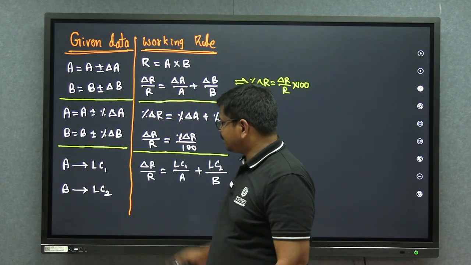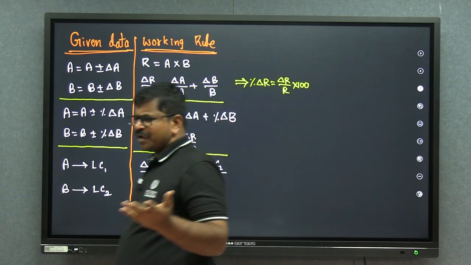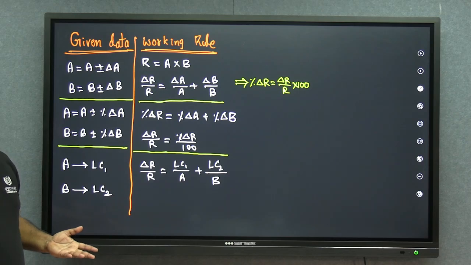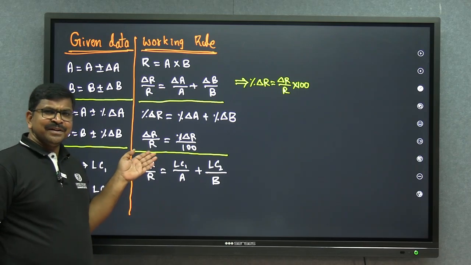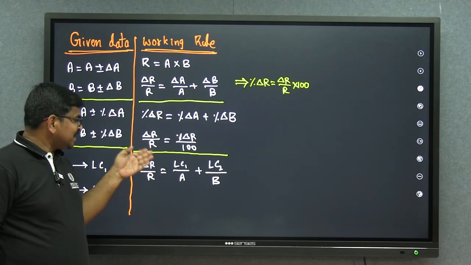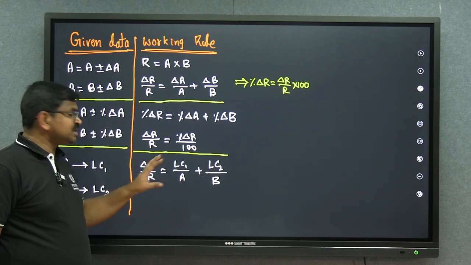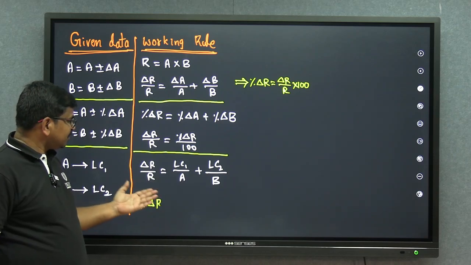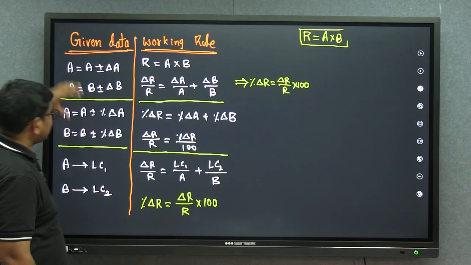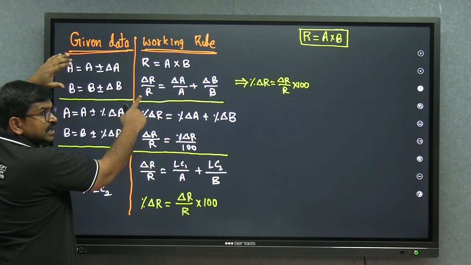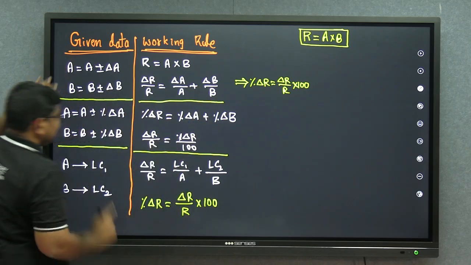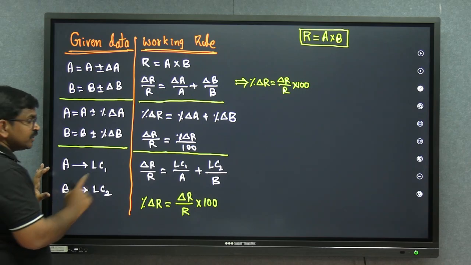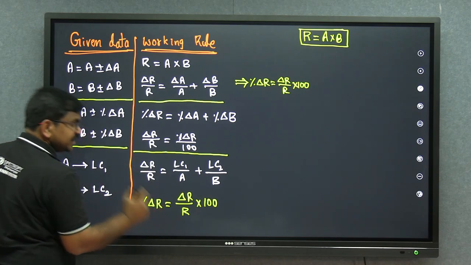Suppose the given data is LC1 and LC2, or least count, follow the same method as the first one. We know that LC1 itself is the delta A or delta B. So now apply the working rule: fraction error is equal to the sum of the fraction errors. So LC1 by A plus LC2 by B. And after this you can find out the percentage error. So for the first kind of data you can find out the relative error or percentage error. Second kind of data you can find out the percentage error or relative error. Third kind of data you can find out the relative error as well as the percentage error.